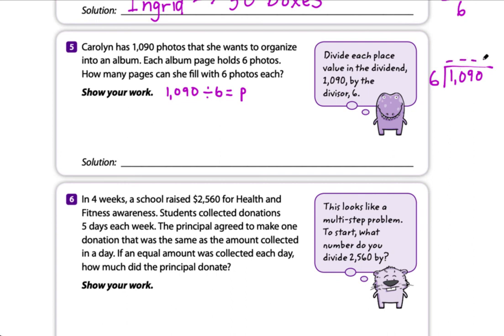1,090 divided by 6. So 6 can't go into 1. 6 can go into 10 one time. I subtract that from 10. I get 4. I'm going to bring down the 9 next to the 4. 49 divided by 6. That would be 7. 7 times 6 is 42. I subtract and I get 7.